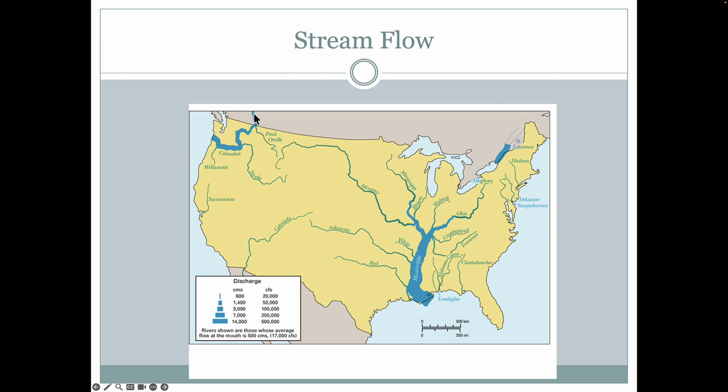And here we see the Columbia River, as other rivers like the Snake and the Willamette feed into the Columbia. This line gets thicker and thicker, indicating there's more discharge of water moving through the river.